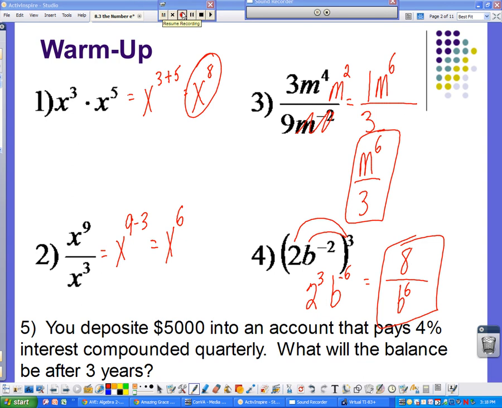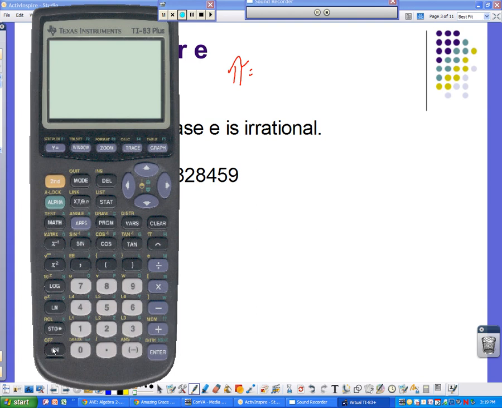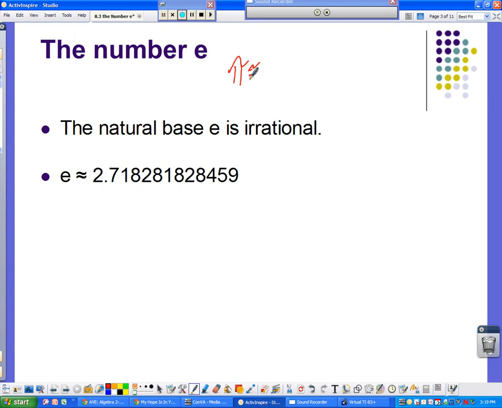Okay, so the next thing we're going to look at real quick is what is this number e that we keep referring to? Well, just like if you remember pi, if we took our calculator and found out what pi was, you could hit the pi button. You find out it's 3.141592654, which is actually an irrational number. So that's why we always put approximately 3.14.